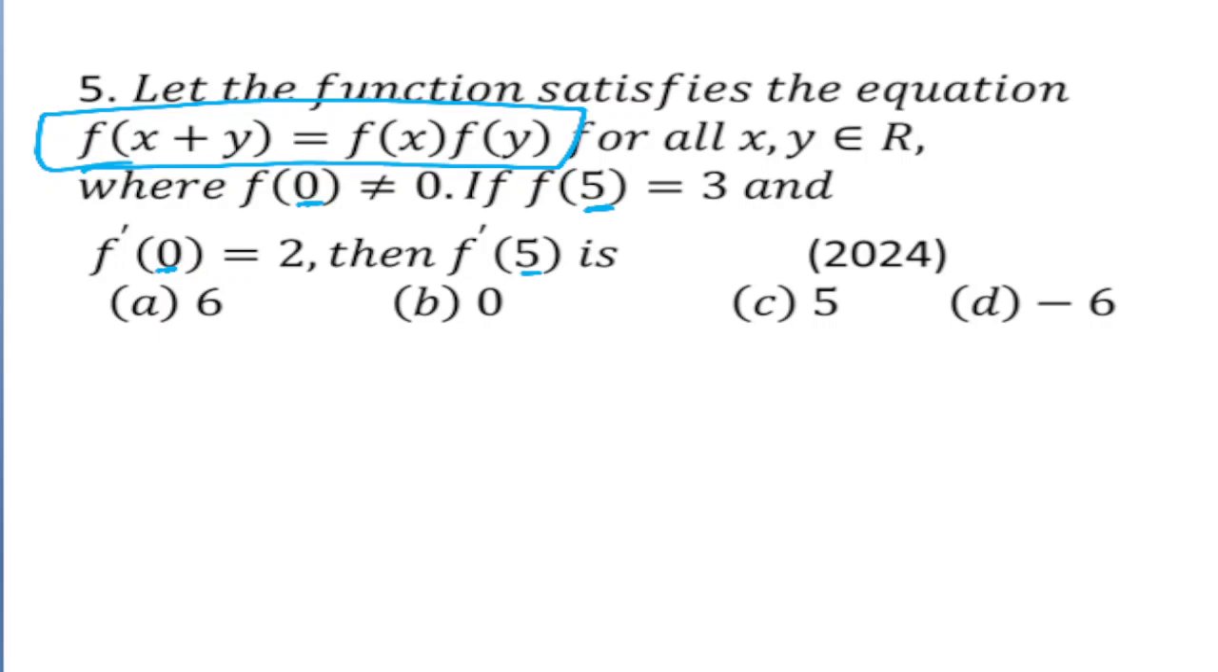Okay friends, now we can think of putting x is equal to 5, y is equal to 0. Otherwise, putting x is equal to 0, y is equal to 5. That is left to you. Now, what are the things we are going to use? We need to find f dash of 5 at the end. For this, we are going with first principle.